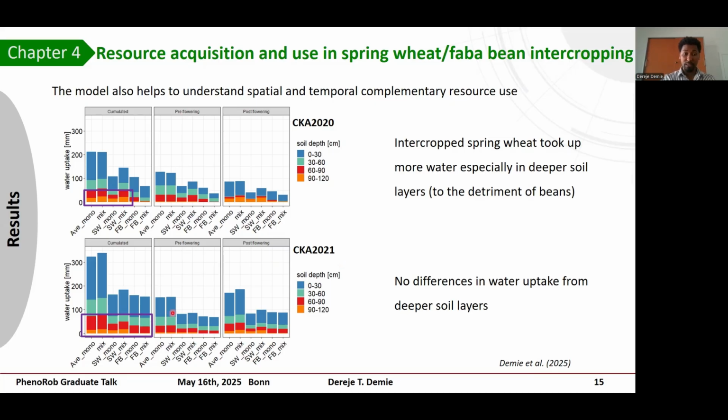2021, remember that this is characterized by higher precipitation, there is no difference in species water uptake between the two cropping systems. For example, faba bean in mixture and faba bean in monoculture, the water uptake is almost similar, while the spring wheat water uptake in mixture is relatively higher than that of spring wheat in monoculture. So there is no difference in water uptake from deeper soil, specifically in high precipitation areas.